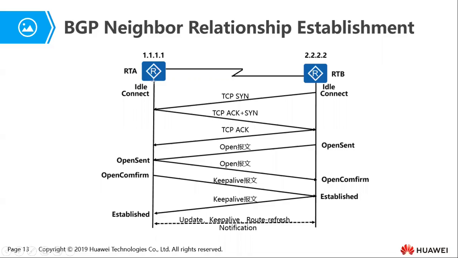Now, before we begin establishing neighbor relationships, we have to go through the TCP connection three-way handshake. So before we establish the TCP connection, we're in an idle state. After we have established a TCP connection, our state changes from idle to active state. It's in the active state that you can actually send the first BGP message.